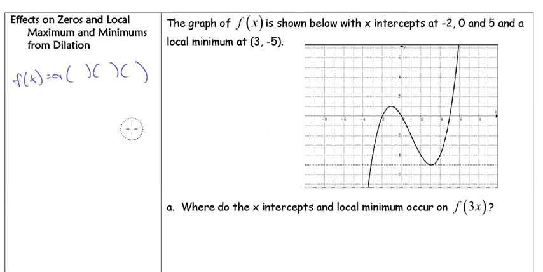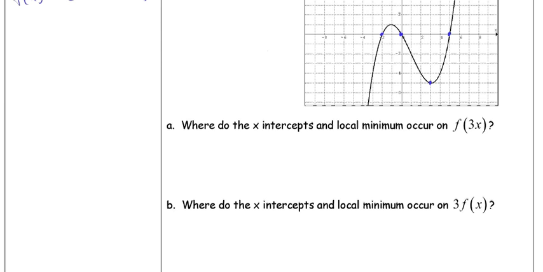That function, whatever you would find there, f of x is shown below, and it has intercepts of -2, 0, 5, and it has a local minimum down here at 3, -5. So again, here's your root, and there's your local minimum at 3, -5. So where do the x-intercepts and local minimum occur on f of 3x?